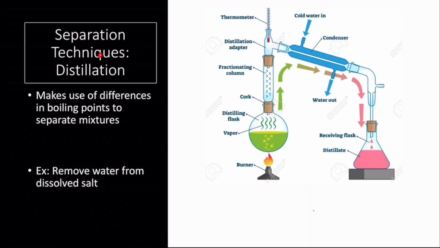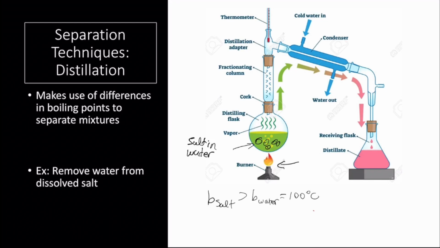The next separation technique is distillation. This technique makes use of differences in boiling points to separate homogeneous mixtures. For example, you can remove water from dissolved salt. Imagine that you have salt here, particles of salt, and I'm exaggerating the sizes, but they are homogeneously dissolved in the water. So salt in water. Then we know that the boiling point of the salt is greater than the boiling point of water, which is 100 degrees Celsius.